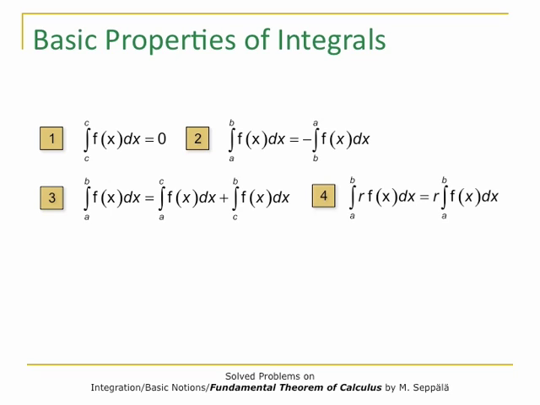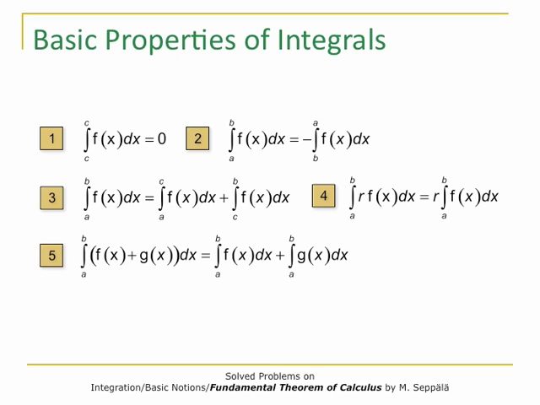Fourth property: the integral from a to b of a constant r times a function f is the same as r times the integral from a to b of the function f. The last property says that the integral from a to b of the sum of the functions f and g is the integral from a to b of f plus the integral from a to b of g. So the integral of a sum of functions is the sum of integrals.